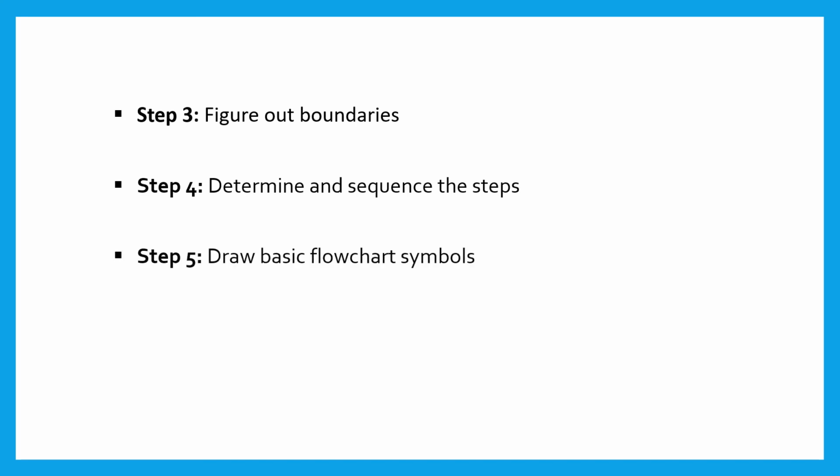Step 5. Draw basic flowchart symbols. Each element in a process map is represented by a specific flowchart symbol: oval, rectangle, arrow, diamond, and parallelogram. Step 6. Finalize the process flowchart. Review the flowchart with other stakeholders for consensus. Make sure you have included important chart information like a title and date, which will make it easy to reference.